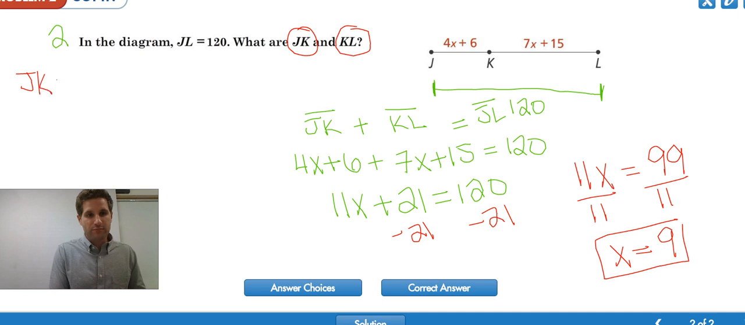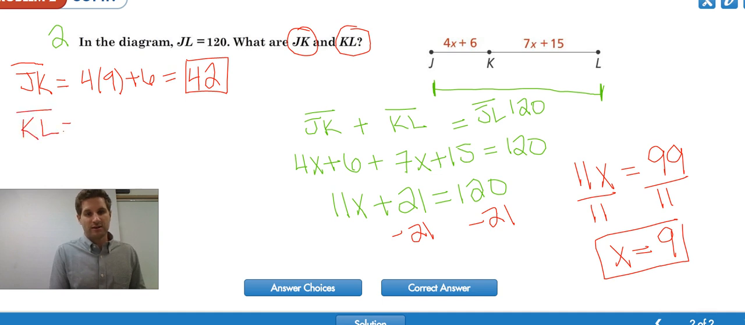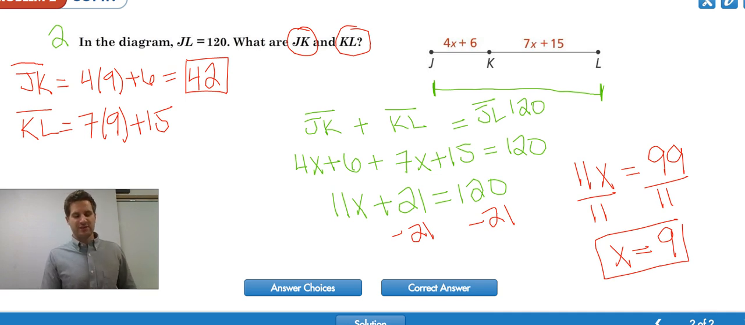JK is 4 times 9 plus 6. So 4 times 9, that's 36, plus another 6. That's going to give me 42 for JK. We could say line segment. And KL is going to be 7 times 9 plus 15. So 7 times 9 is 63, plus 15 is going to be, what, 78, I believe?